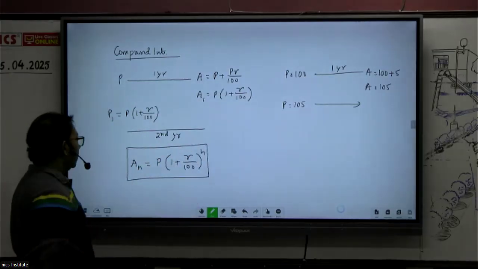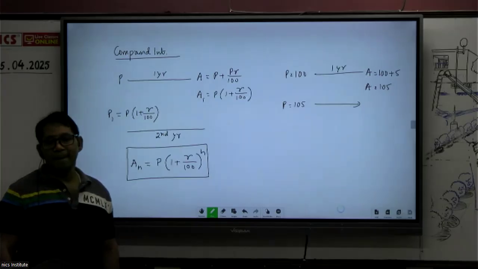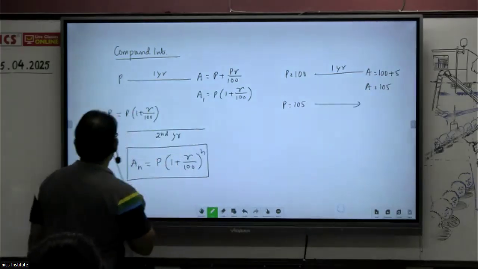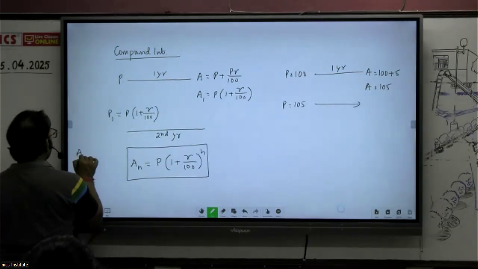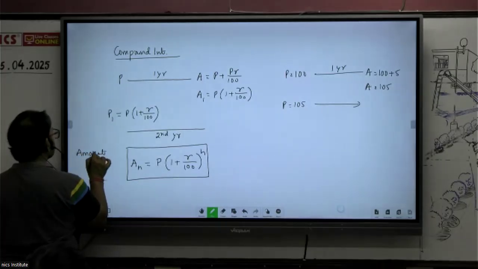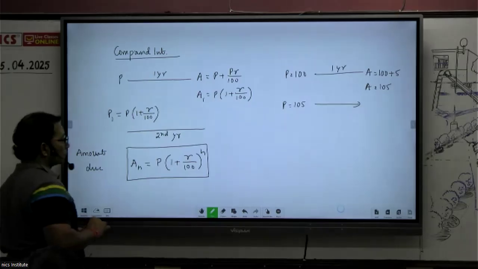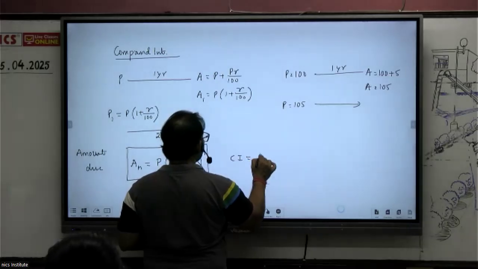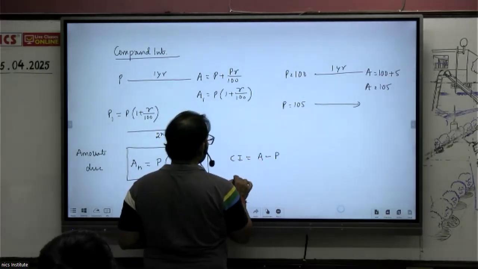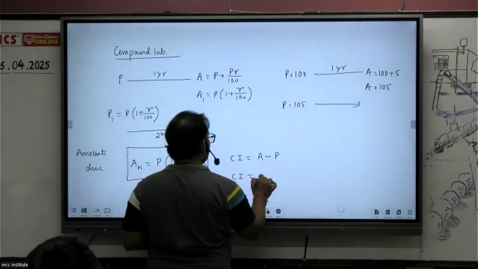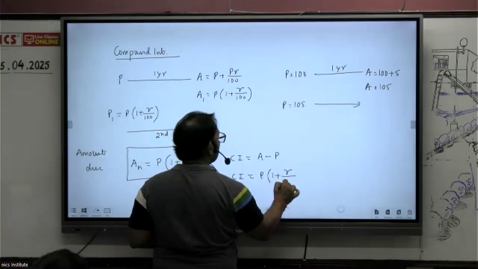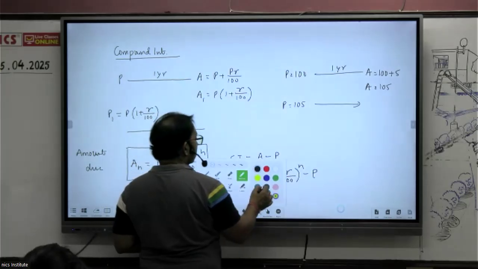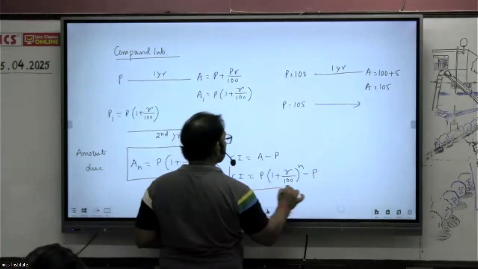At the end of n years, amount due is this. What about compound interest? The difference between the amount and the principal would be the compound interest. So P into 1 plus R by 100 to the power n minus the principal. So this will be the formula for compound interest.